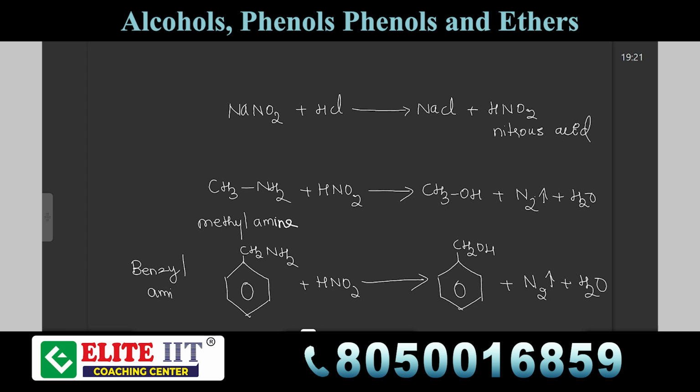Next, question number 25. The reducing agent used to reduce carboxylic acid to primary alcohol in excellent yield is lithium aluminium hydride.